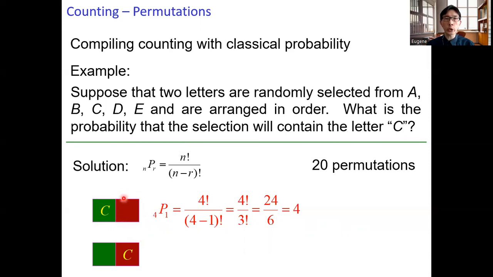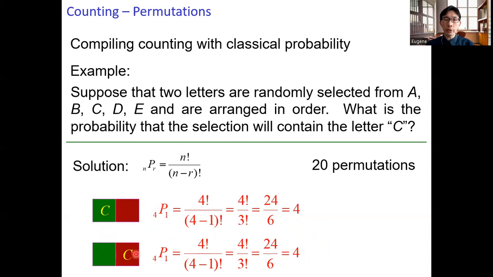In the second position, we choose 1 letter out of 4 letters. So 4P1: substitute n equals 4 and r equals 1 into the formula. We get 4 factorial over 3 factorial. And 4 factorial is equal to 4 times 3 times 2 times 1, which is 24. So 4P1 is equal to 24 over 6, which equals 4. And then in the second scenario, where the letter C is in the second position, for the first position we have 4P1 choices. So again, 4P1 is equal to 4.